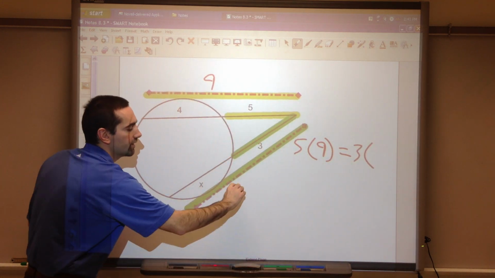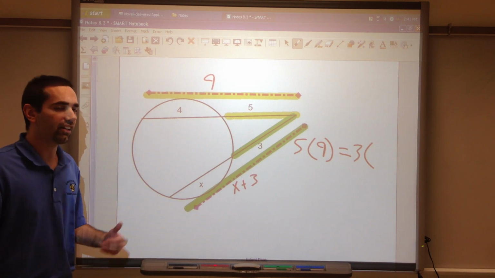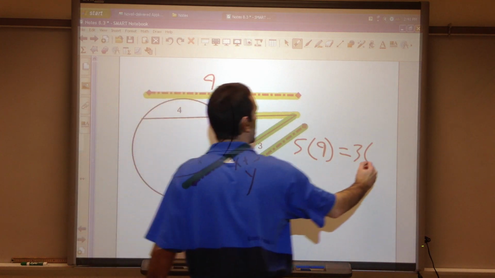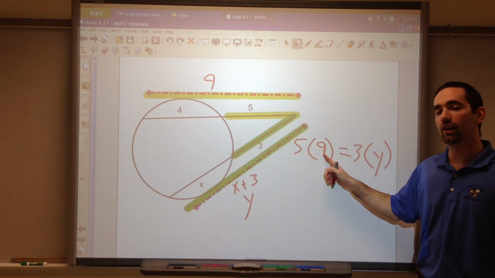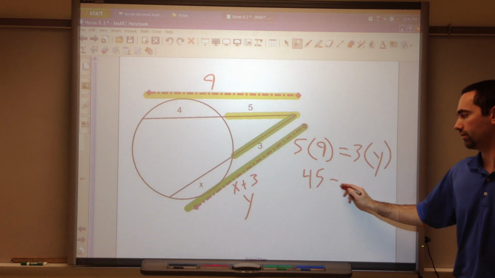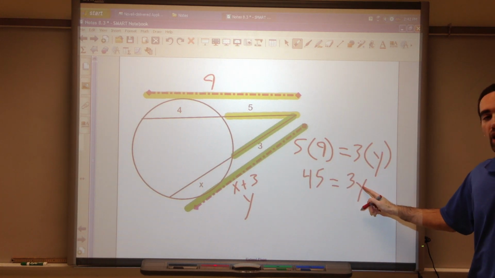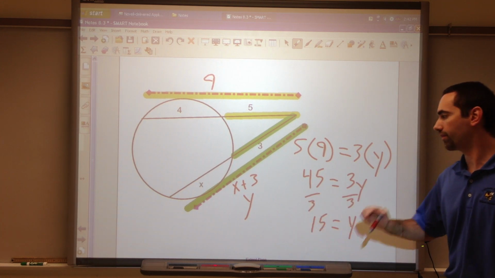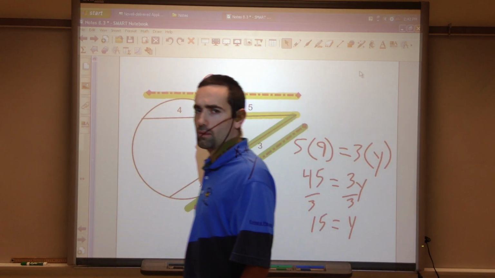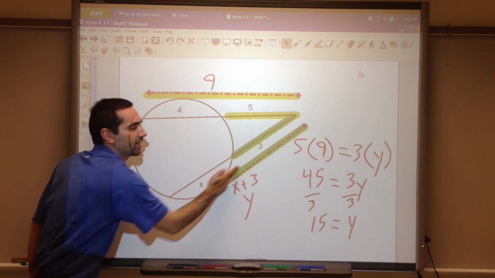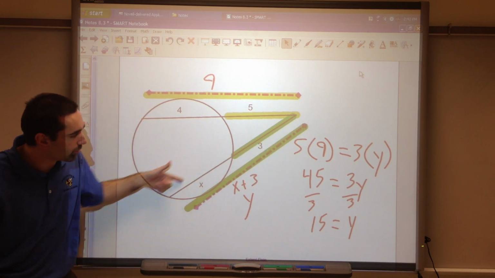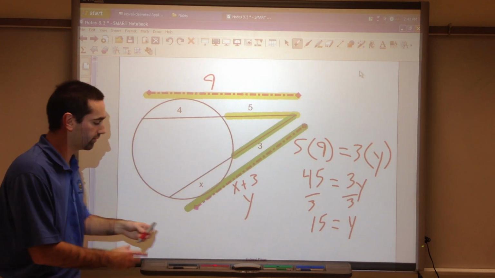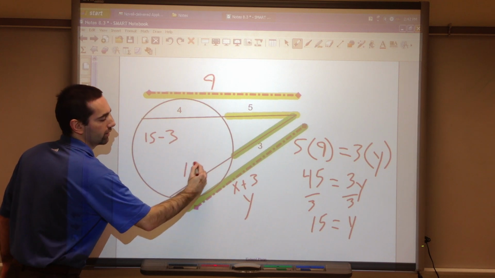The whole is x plus 3. But again, I like making my life a little bit easier. I'm going to call it y. So 3 times y. 5 times 9 is 45. 3y. Divide by 3. Y equals 15. Now, just like the previous problem, y is the full length. I want x, which is this part. So I take y, 15, and I subtract 3. 15 minus 3, 12.